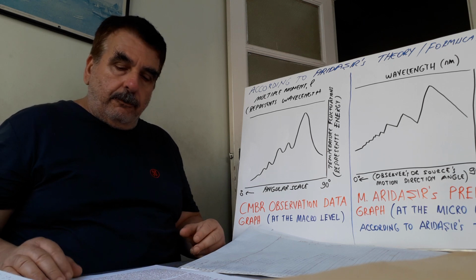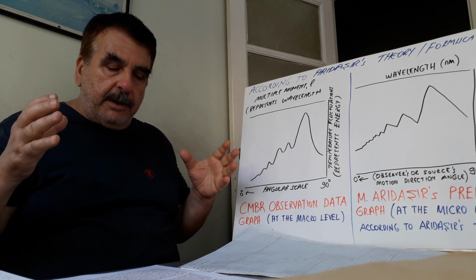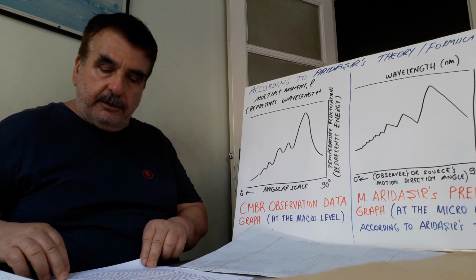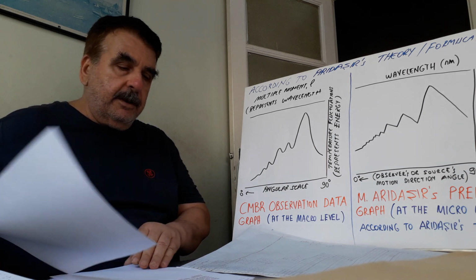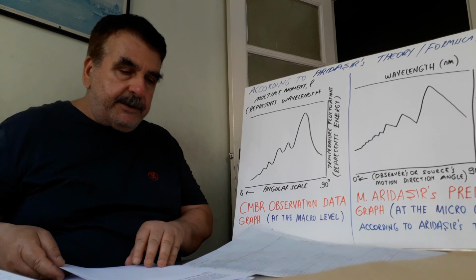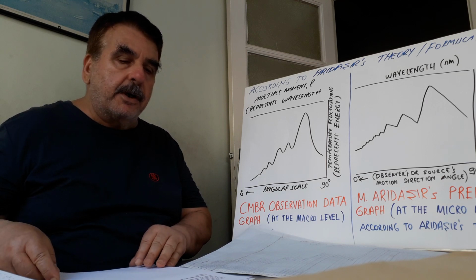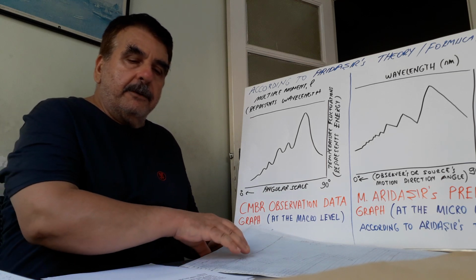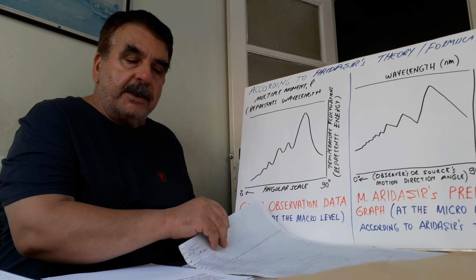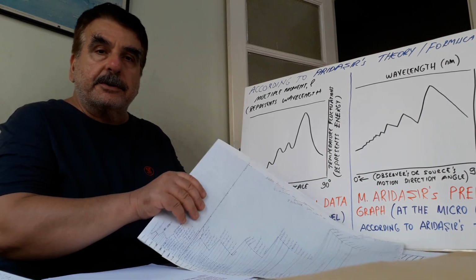I didn't know what kind of graph would come out when I did all these calculations. After 3 days of calculating and drawing, when I finished drawing, it was the blackbody radiation graph.